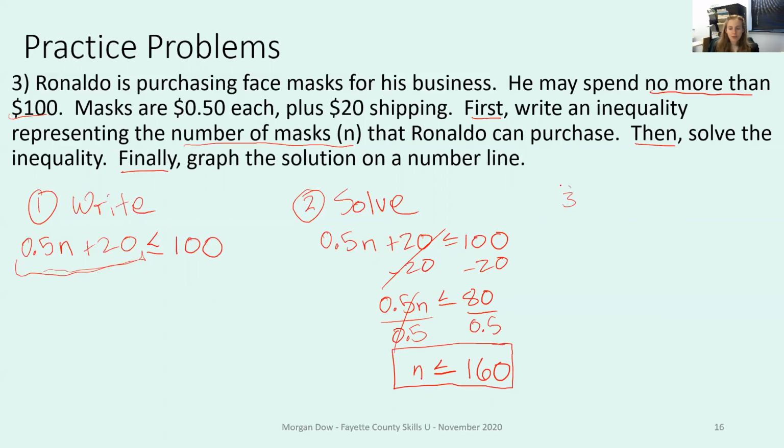And then the final step here is to graph. So I'm talking about the number 160. I'm going to put a closed circle around that because it's okay for him to buy 160, right? That would put him at exactly $100. But he can also order less than that amount. So we include 160 and then we point to all of the numbers less than that as well.